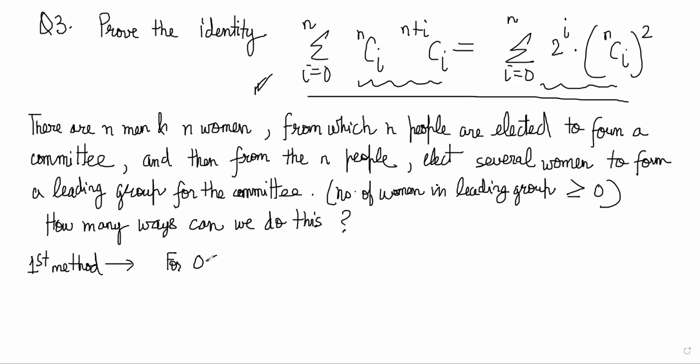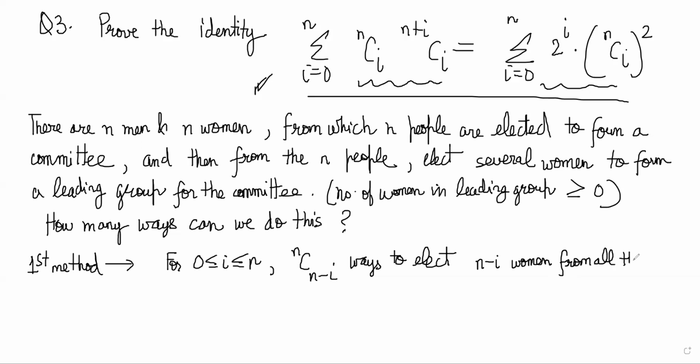For 0 less than or equal to i less than or equal to n, there are nC(n-i) ways to elect n minus i women from all the women, to form a leading group, right?